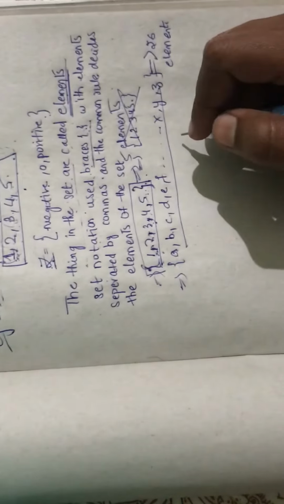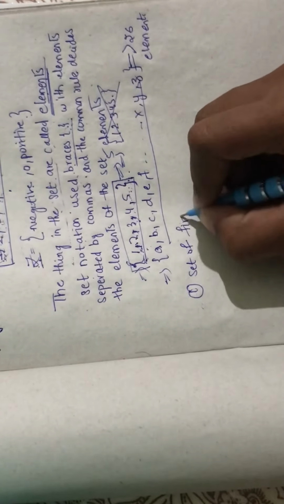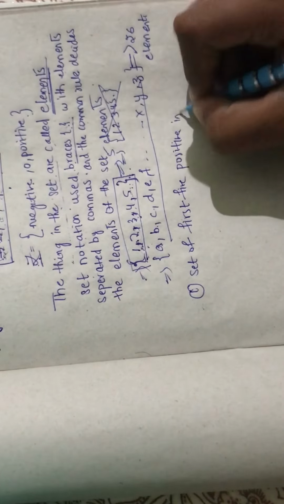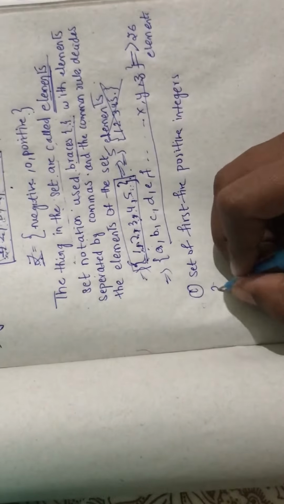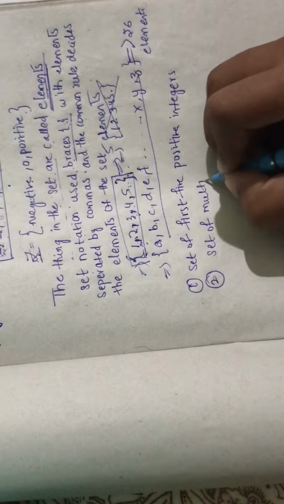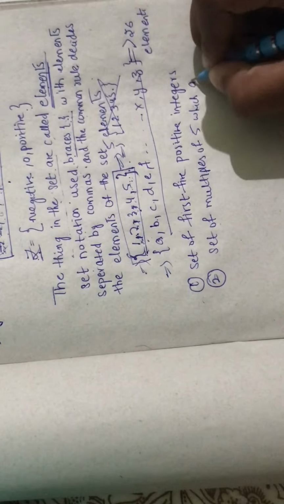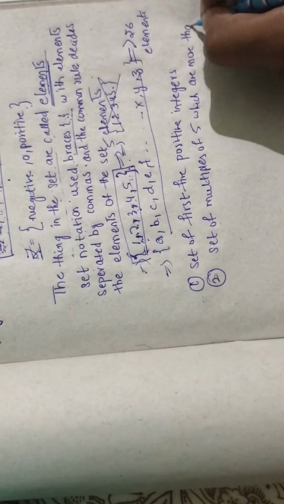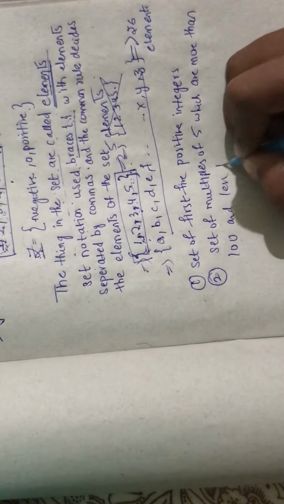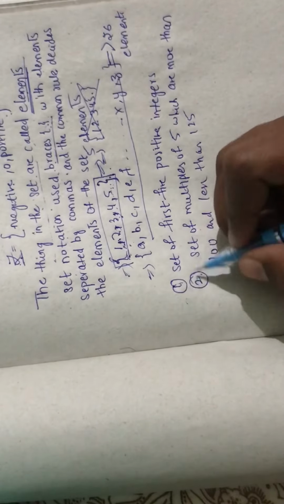Now let us have some examples. The first one is the set of first 5 positive integers, and the second one is the set of multiples of 5 which are more than 100 and less than 125. Let us find the answers for these 2 questions.